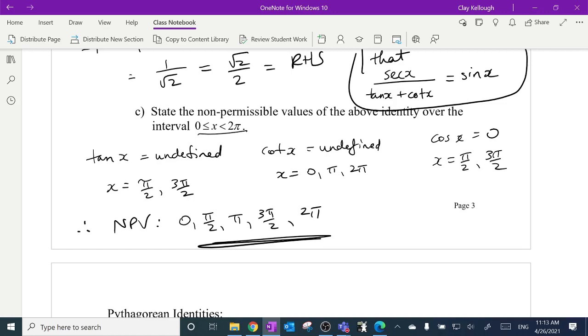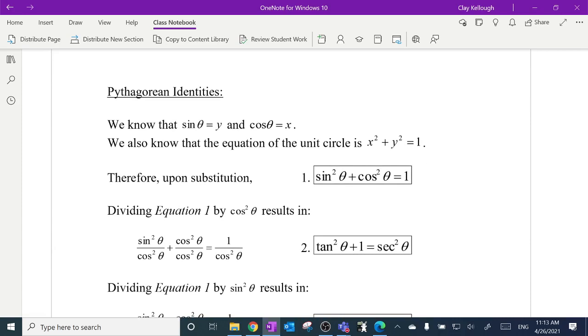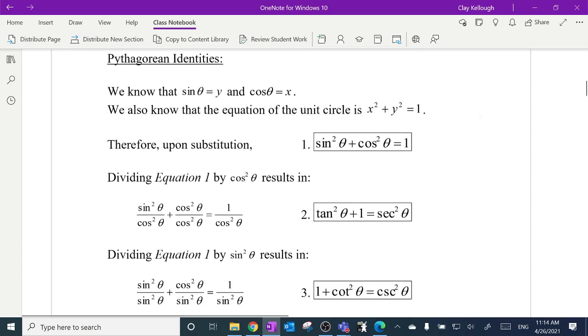And like I was saying earlier, the Pythagorean theorem is sometimes called the Pythagorean identity. We know that sine theta is y and cos theta is x. We also know that on the unit circle, you have x squared plus y squared equals 1, which is basically just Pythagoras. Therefore, if you substitute in that x is cosine and y is sine, you can say that sine squared theta plus cos squared theta equals 1. That is our first identity that we are going to use.